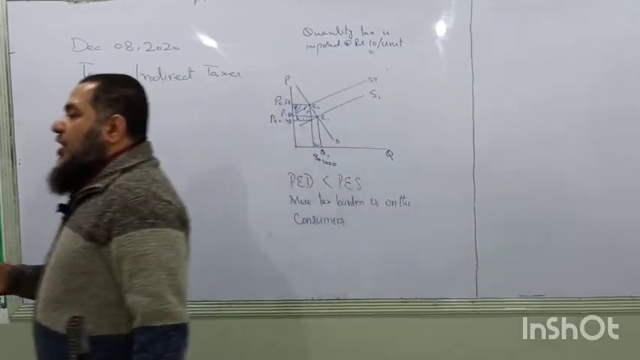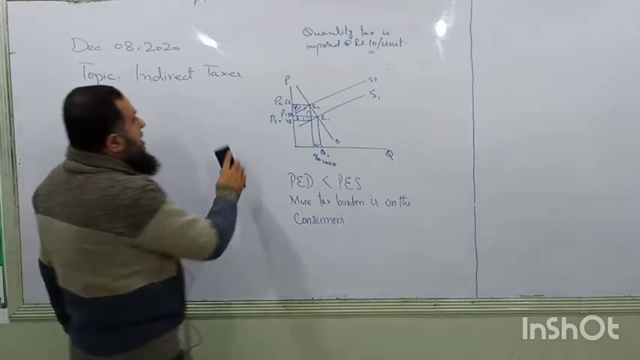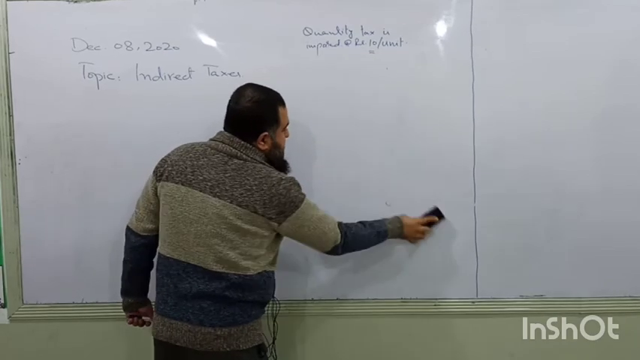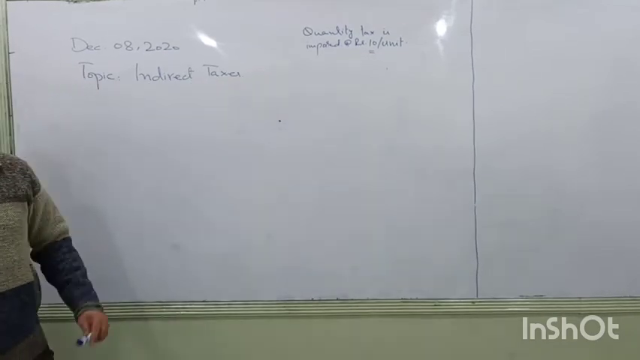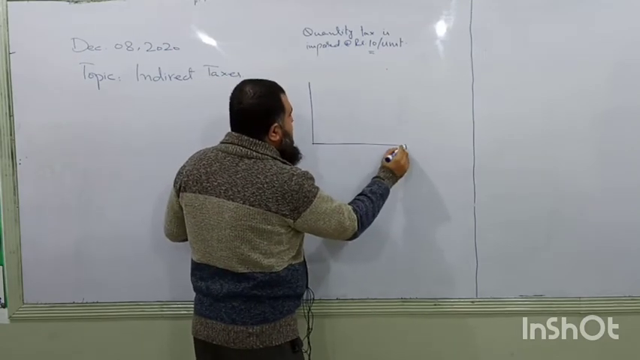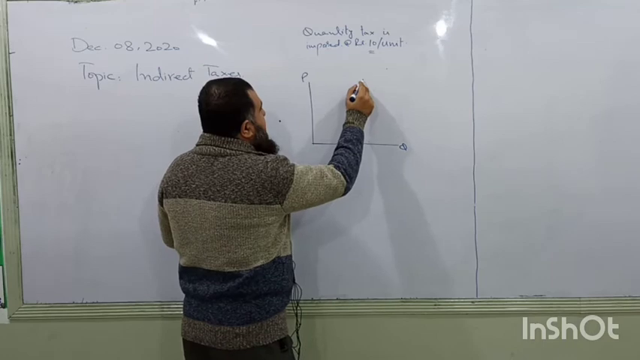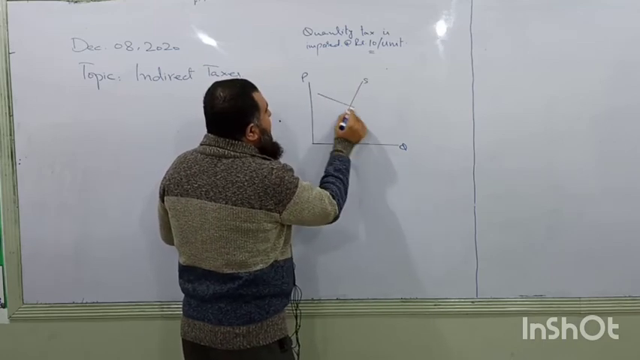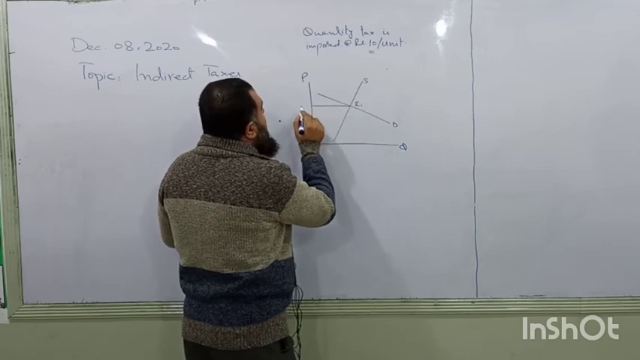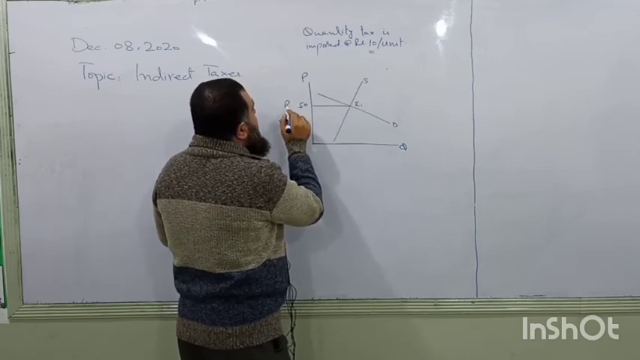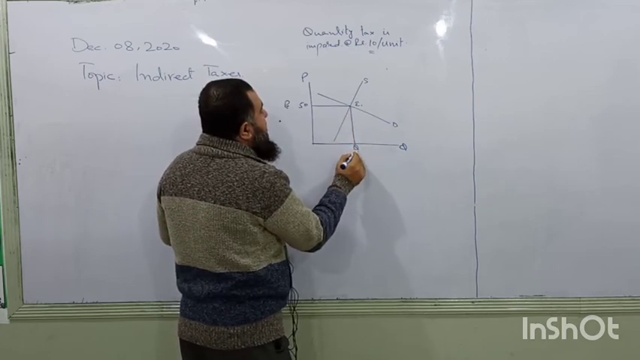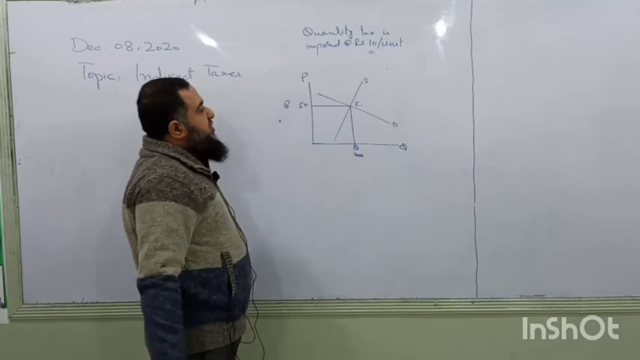Now I am going to draw inelastic supply. What happens in that case? I think you can easily understand when supply is inelastic and demand is elastic. Before tax, this is the equilibrium where the price was 50. The consumer was paying 50, the seller was receiving 50. These are the 1000 units which were previously traded.